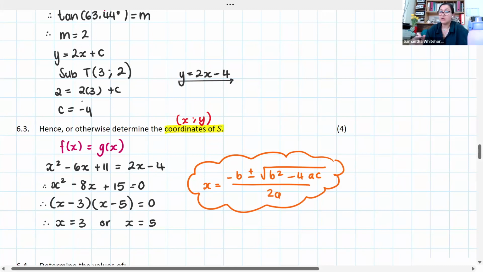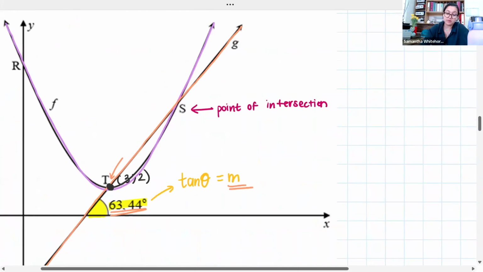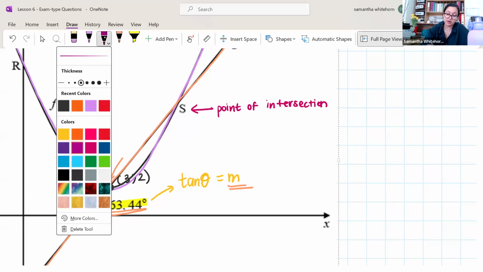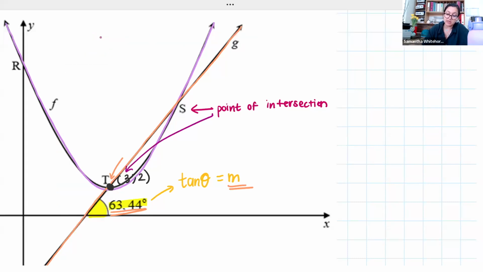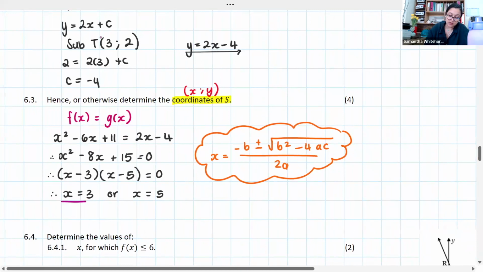Now remember, we now need to decide which one fits best with S. If you go back up to your graph, you've got 2 points of intersection. You've got the point of intersection that is S that we are working with currently, but you also have T, that's a point of intersection. T's x value was 3. So that means when it comes to these x coordinates that we've worked out, we already know where that 3 belongs. So that means we only need to work with x equals 5.